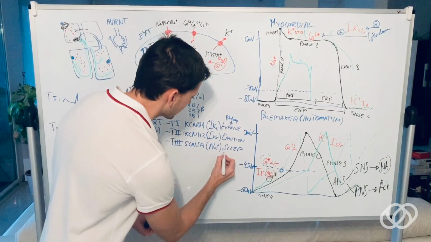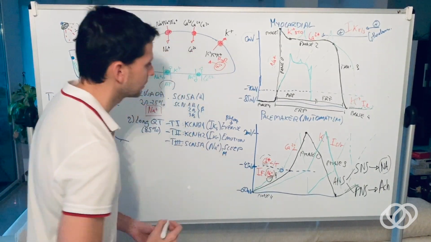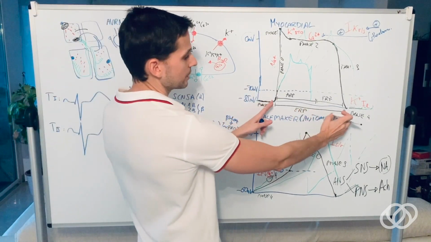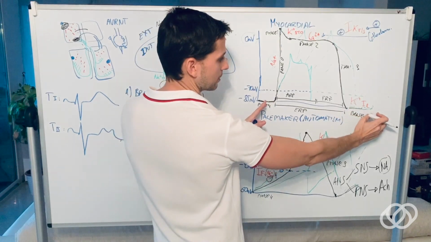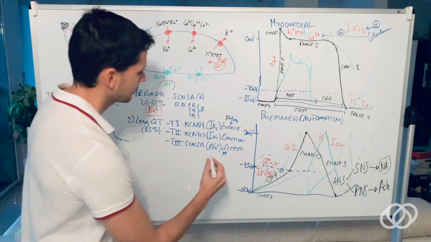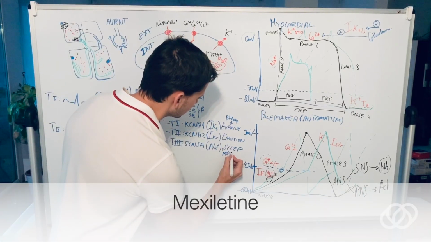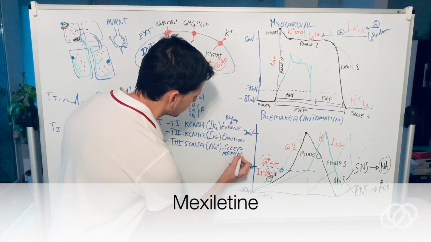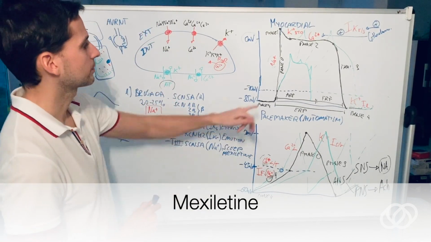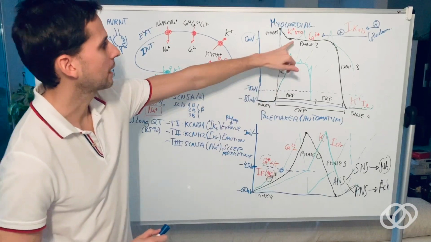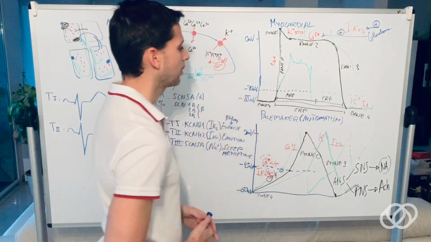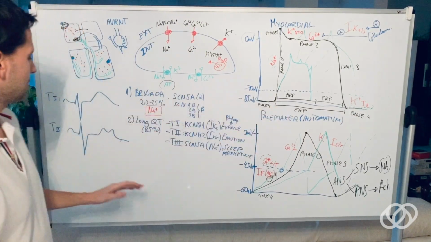Sometimes we give a blocker of sodium channels that do not increase the refractory period, that we will see in the anti-arrhythmic drugs part, that is called mexiletine. Mexiletine is an anti-arrhythmic drug that blocks the sodium channels and avoids those spikes and does not prolong the refractory period because it is already prolonged.